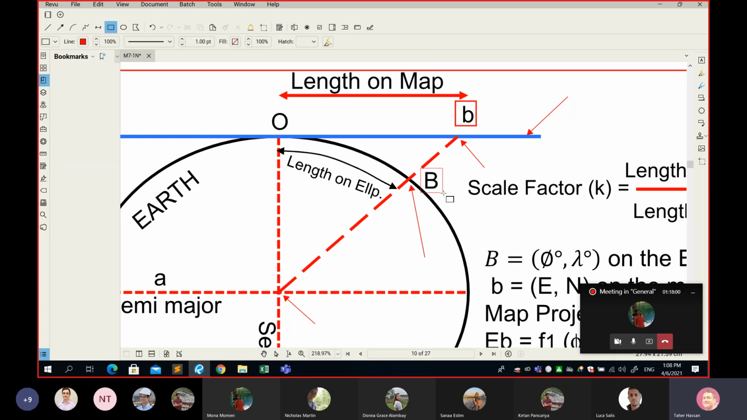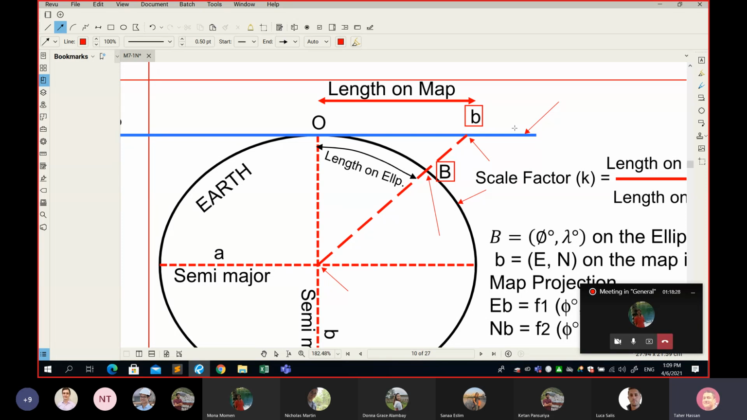Now forget about the shadow. I'm not going to use this anymore. I just tried to give you an example. So I'm going to use the expression in our class: lowercase b is the projection of uppercase B. Remember, the lowercase b is on the map. The uppercase B is on the surface of the Earth. Look at the surface of the Earth. It is a curved surface, while the surface of the map is flat.